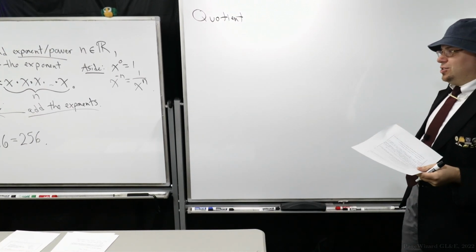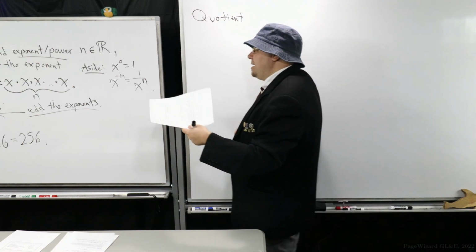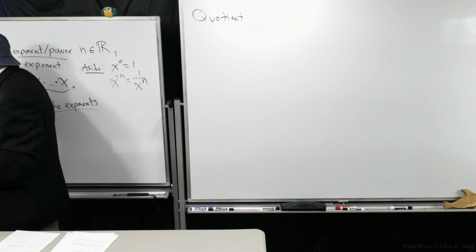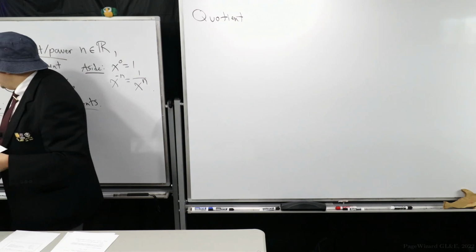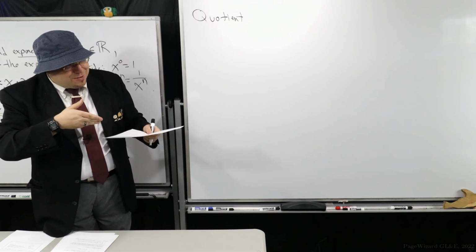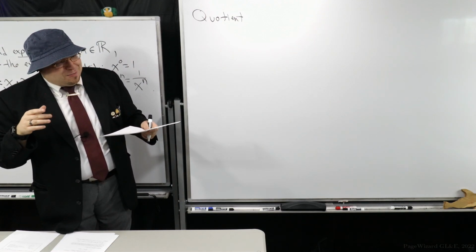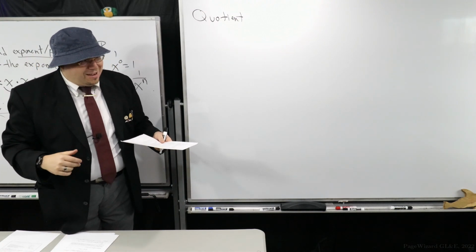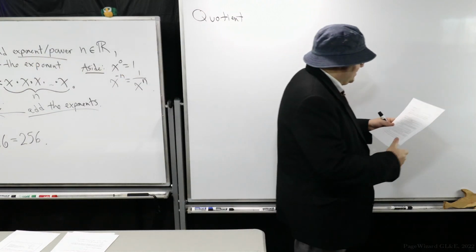If I have x to the m and x to the n, it's no different than me writing x to the m times 1 over x to the n, for example. Notice that this would just be like if I divided x to the m by x to the n. So this is what I mean.